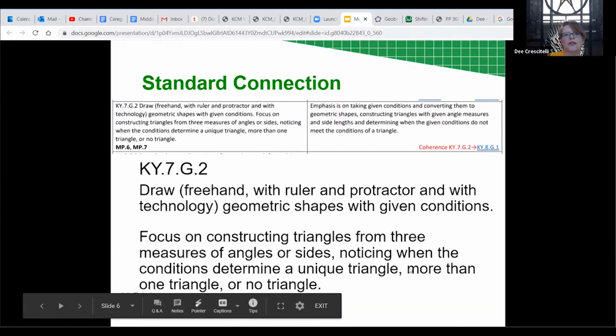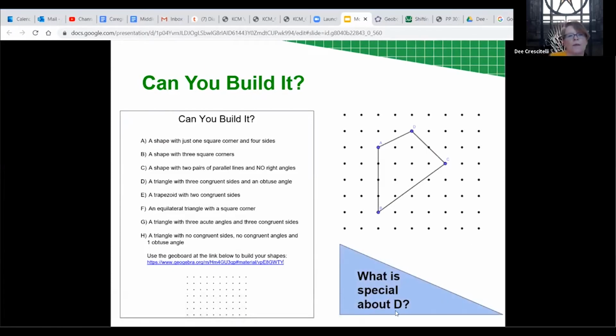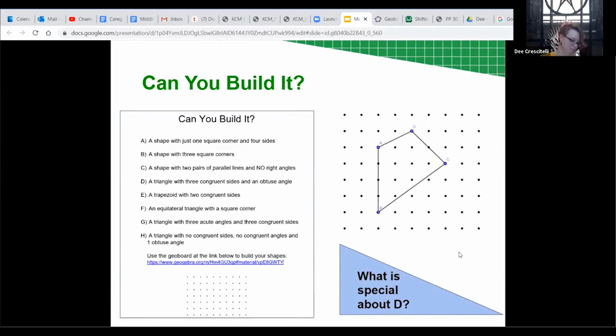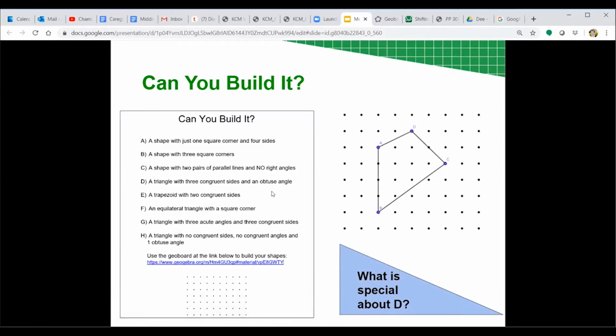I specifically included in here something about a non-example. So tell me about D in this Can You Build It sequence. Is D something that we can build? Nope. It is not, right? Tell me what does not work about that one. A triangle with 3 congruent sides would need to have 3 congruent acute angles. So they would all be 60 degrees.